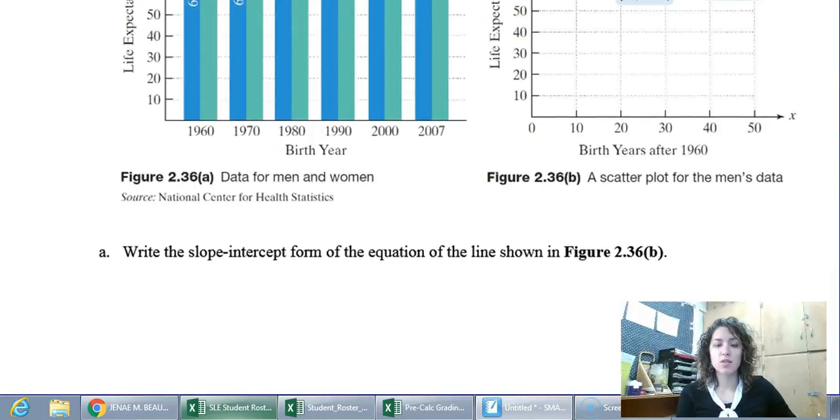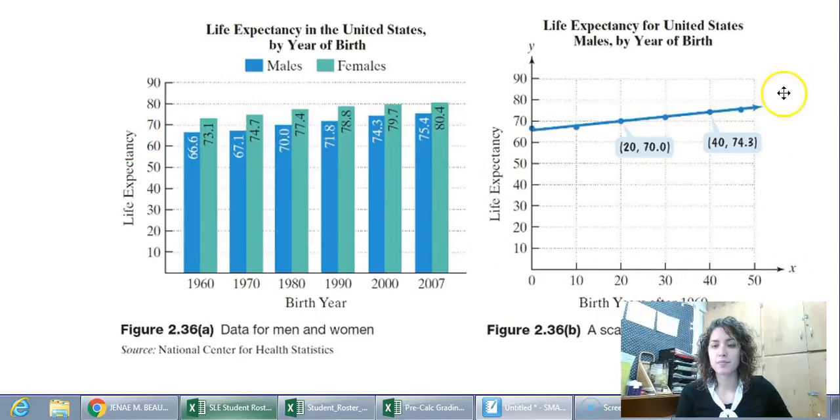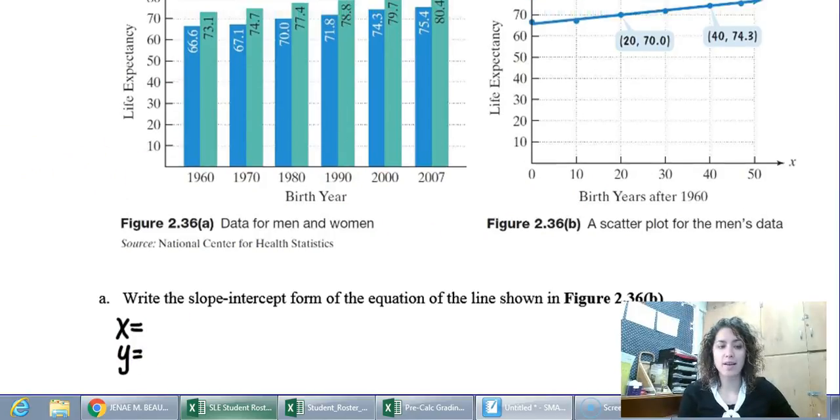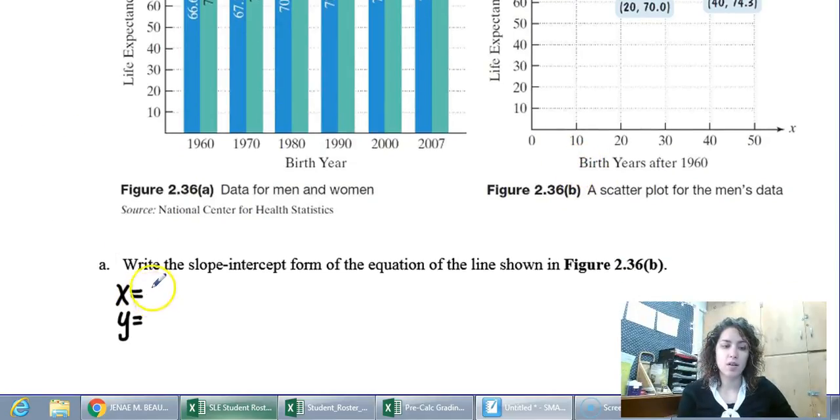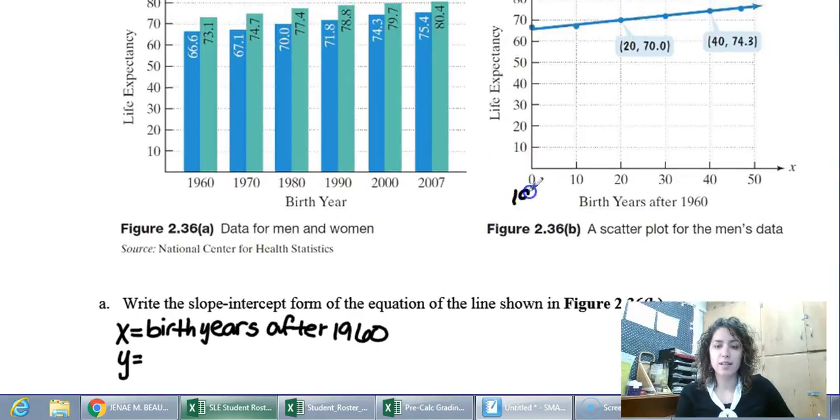It says, write the slope-intercept form of the equation of the line shown in this figure. So first, our first step, define variables. So let's do that. X equals and Y equals. And when I have a graph, it's super nice because I can actually pull it straight from the axes. On the x-axis, it says X is the birth years after 1960. So X is birth years after 1960. So for example, my 0 year is 1960 because we're 0 years after 1960.